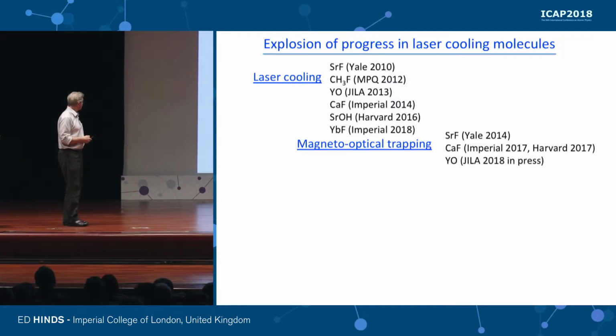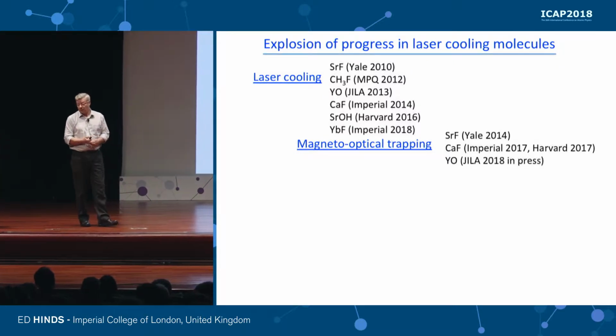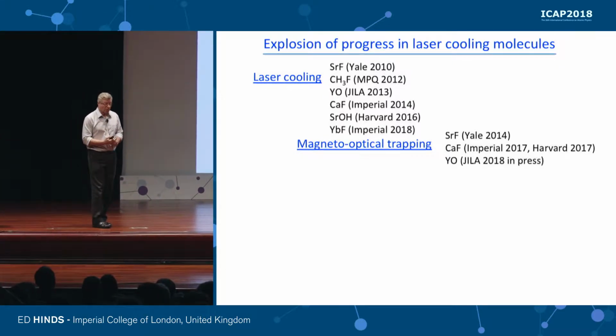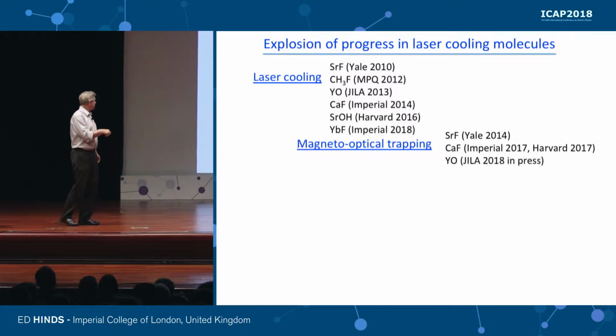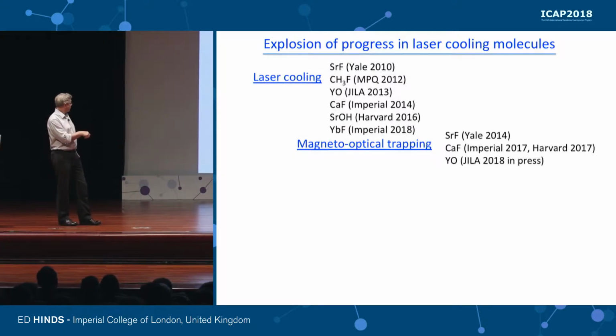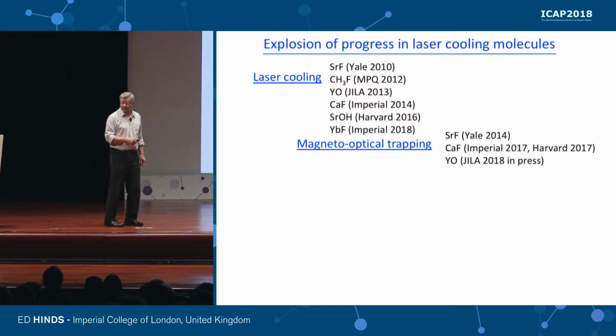So a lot has happened, and more than that, some of these can be magneto-optically trapped now. And you know how important magneto-optical trapping was for cold atom physics. Now it's becoming important for cold molecule physics. So these species here, strontium fluoride, calcium fluoride, and yttrium oxide, have all been magneto-optically trapped in the last few years.